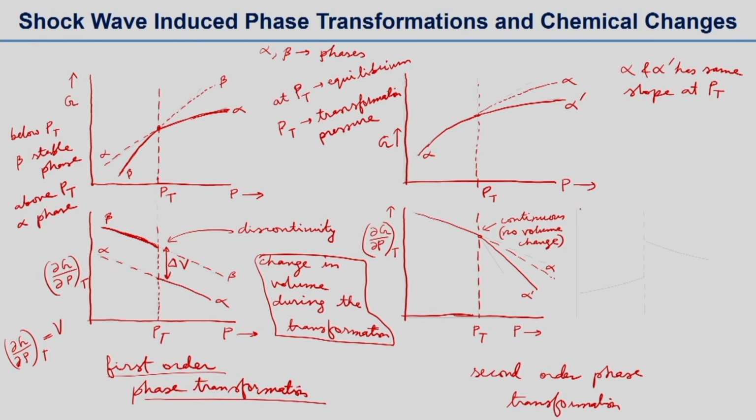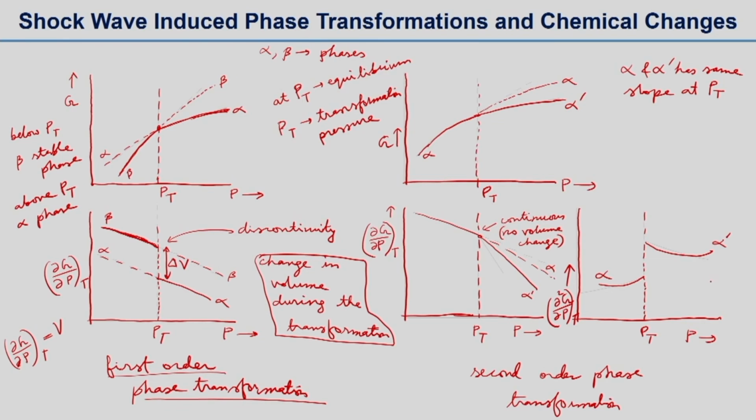So there is no volume change in these types of transformations. Then we will draw another curve, which is the second order derivative. I will write it somewhere here, it may look congested: the second partial of G with respect to P at constant temperature, along the y axis. That gives us some curve like this. This is for alpha, and above PT, at pressure higher than PT, it looks something like this. This second partial derivative is for alpha prime.